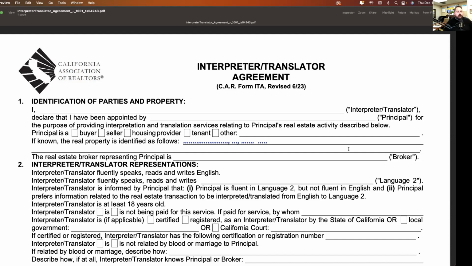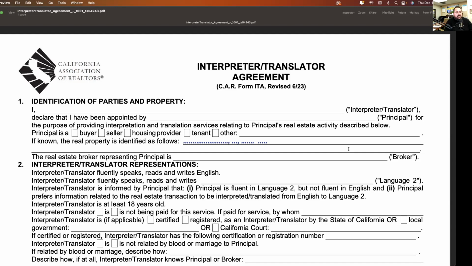Interpreter translator is informed by principal that principal is fluent in language two, but not fluent in English. And principal prefers information related to the real estate transaction to be interpreted, translated from English to language number two. Interpreter translator is at least 18 years old. Interpreter translator is or is not being paid for the service. If paid for service, who's paying for it?